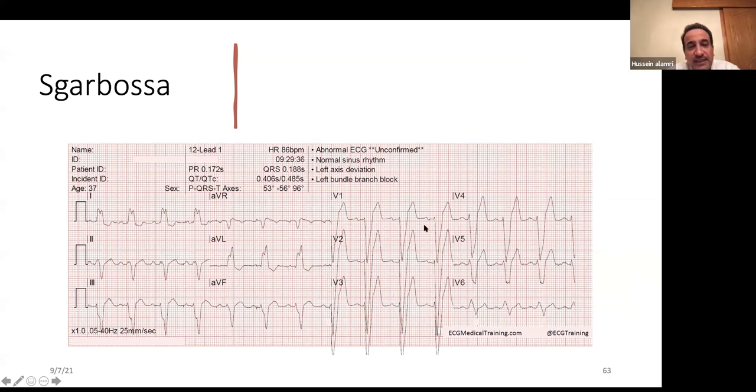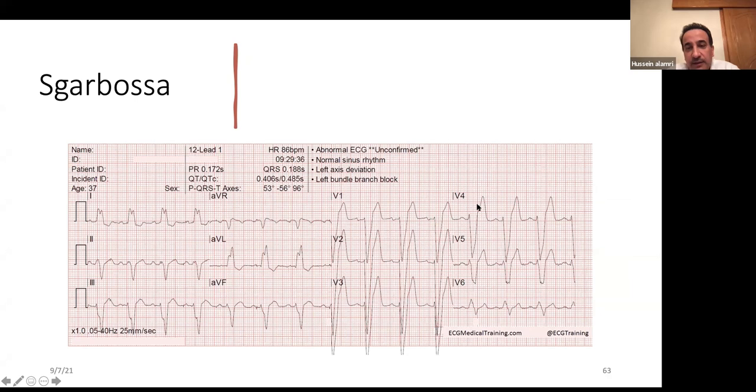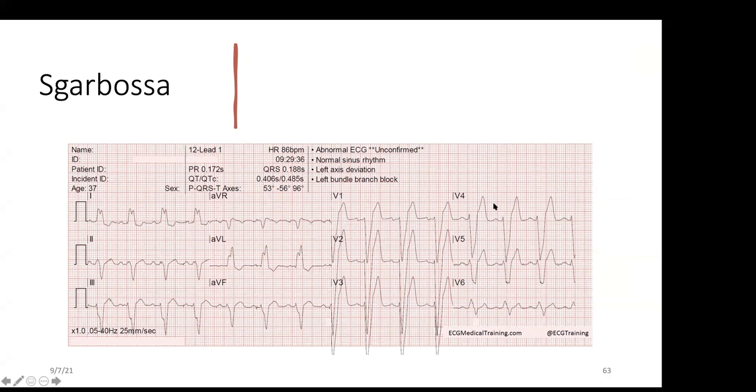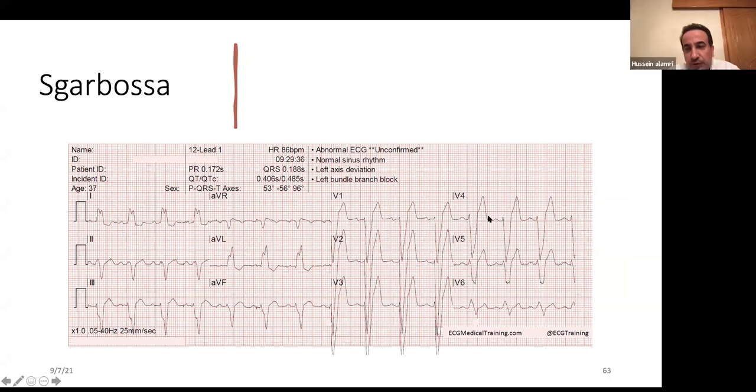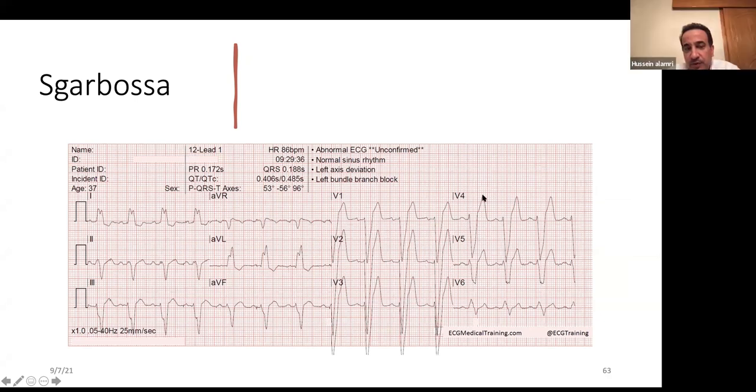Okay, is there concordant ST depression in V1 to V3? No. So we don't have concordant ST elevation, and we don't have concordant ST depression. Is there ST elevation of more than 5? Yes. If you take this segment, the ST segment, this is definitely more than 5. Again, if you look at V2, V3, V4, it's more than 5. So is this STEMI?